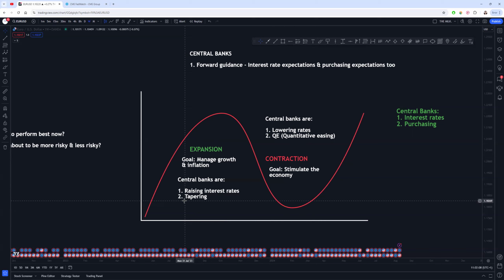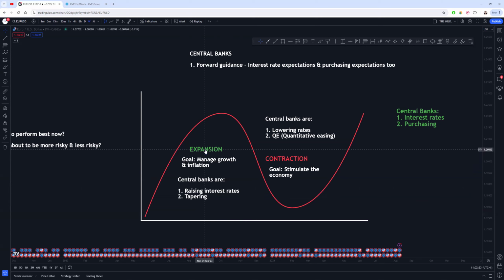Now, even if you don't know what that means, just know that these two things here are two ways of doing a very, very similar thing. Their goal is to manage growth and inflation, and doing these things are two tools that they use to do that. Regardless if you know all of the intricacies of what they mean and how they all work together, it doesn't actually matter so much. The most important thing is that you understand that these two things are what happen typically during an expansion phase.